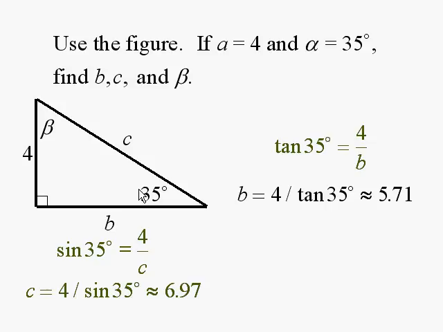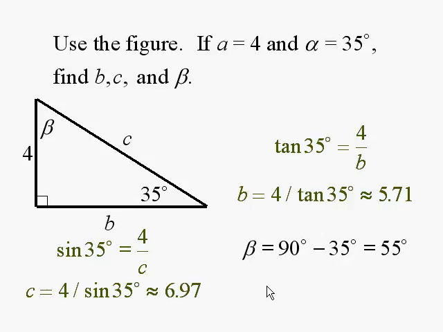The only thing that's missing is beta, and that's easy because alpha and beta are the missing angles in this right triangle. 90 degrees for the right angle, so it's 90 degrees between them. These are complementary angles, so beta is 90 minus 35 degrees, and there is a numerical value for beta. So we've solved the triangle. We found all the missing pieces from what was given.